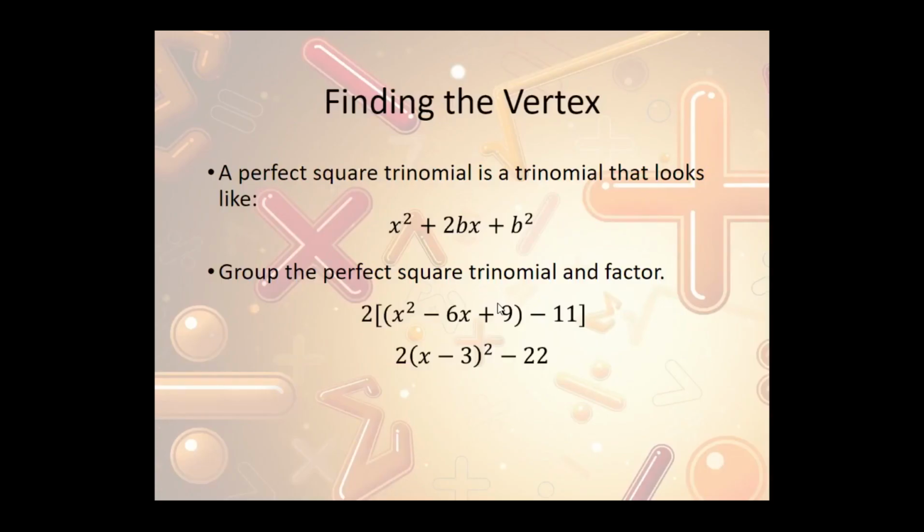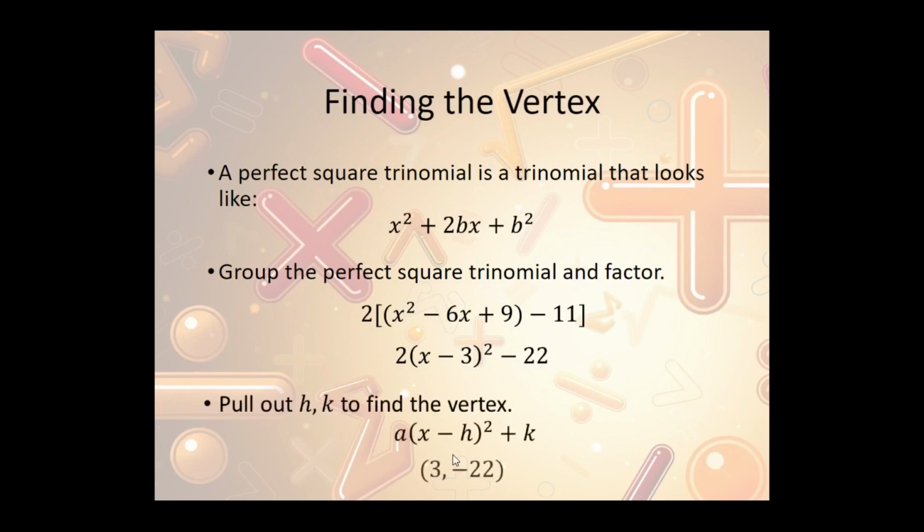Now how do we find the vertex then? Once we've completed the square, we just plug this in. We recognize that this is the h value, and it's always supposed to be minus h. So my h value is just here, so this is going to be positive, so it's positive 3. And then my k value is supposed to be positive, so this one's negative, it would be minus 22. So my vertex would then be (3, negative 22). That's how I find the vertex once I've completed the square.